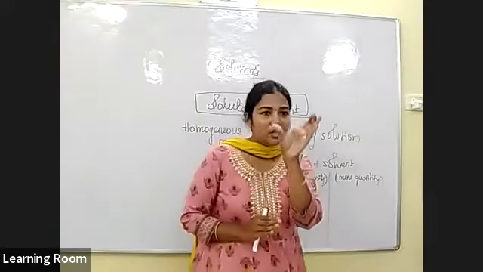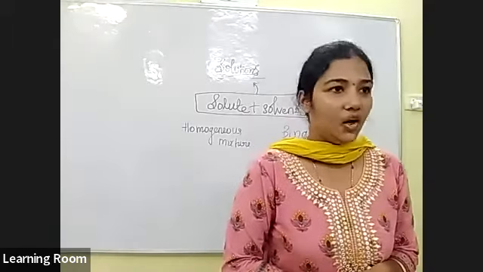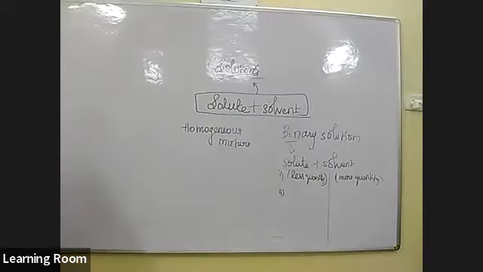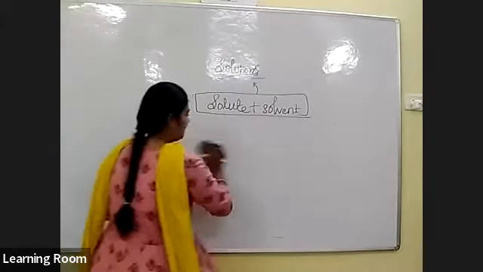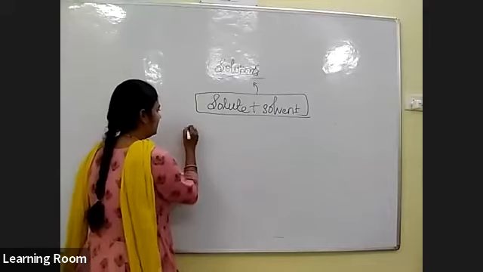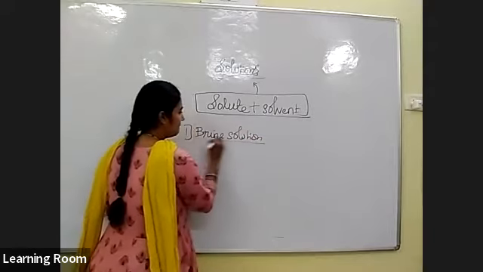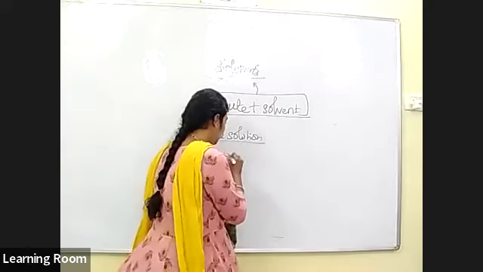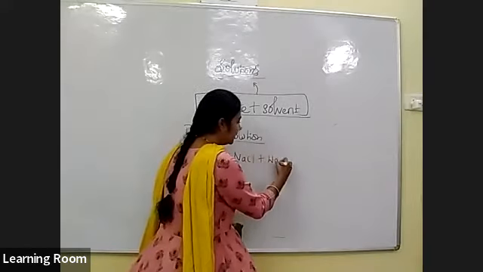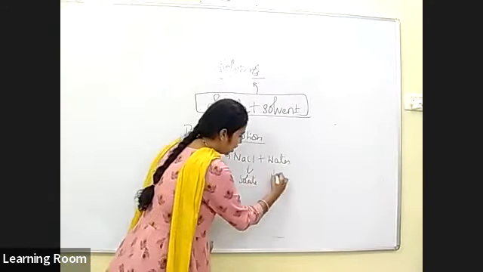So now I'll give you a list of compounds. Try to say which one is a solute and which one is a solvent. The first one is brine solution. Which one is the solvent and which one is the solute? Brine solution is nothing but NaCl in water. So NaCl will be your solute and water will be your solvent.